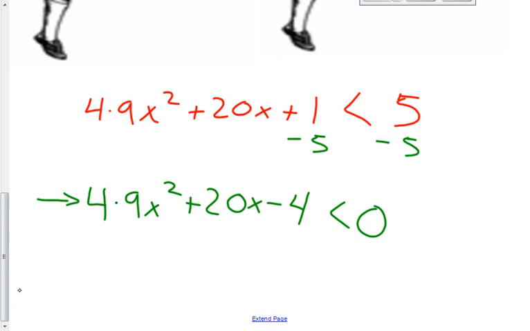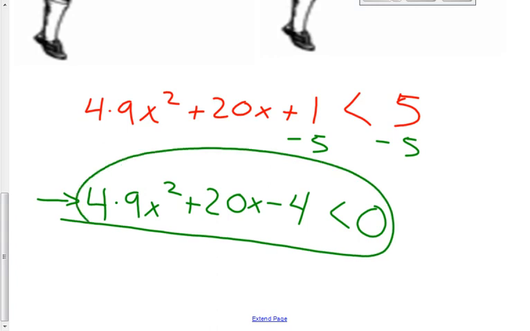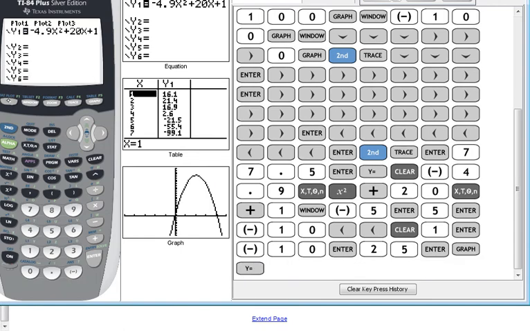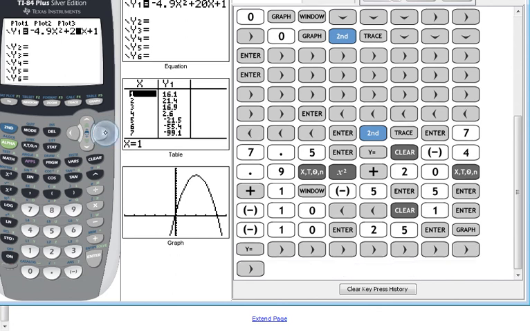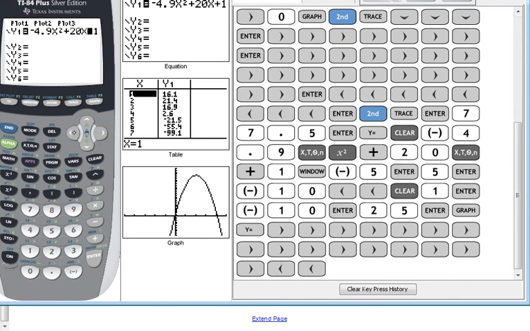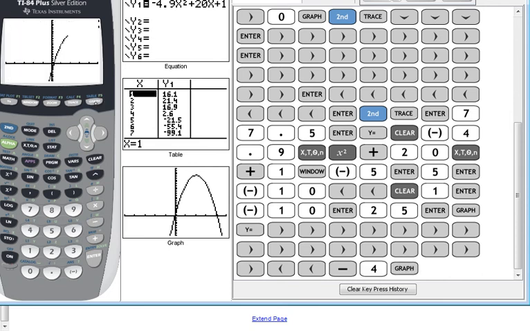So what we're going to do here is let's put this part in our graphing calculators. Y equals negative 4.9 x squared plus 20x minus 4. So go to your graphing calculators. Y equals, instead of this positive 1 over here, put in a negative 4, minus 4. And now we graph it. So we get a very similar function. The only thing that happened is that our parabola dropped down 5 units, or 5 meters.